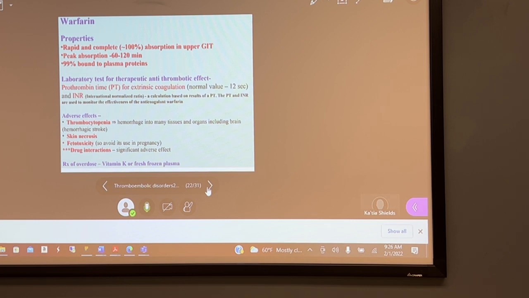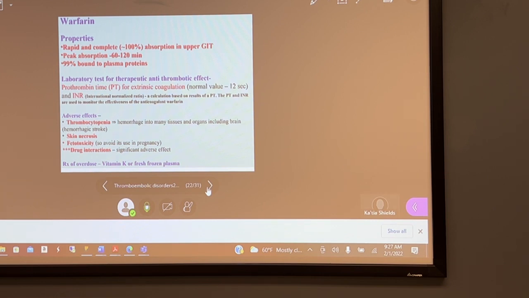Its absorption from the GIT is rapid and complete, almost 100% absorption. And that's why it's given orally. Peak absorption is in about 60 to 120 minutes. And it is 99% bound to plasma proteins, especially albumin. Warfarin is bound to albumin, not to antithrombin. And when you have to do a laboratory test for warfarin, as opposed to APTT that you do for heparin, you do PT for warfarin.